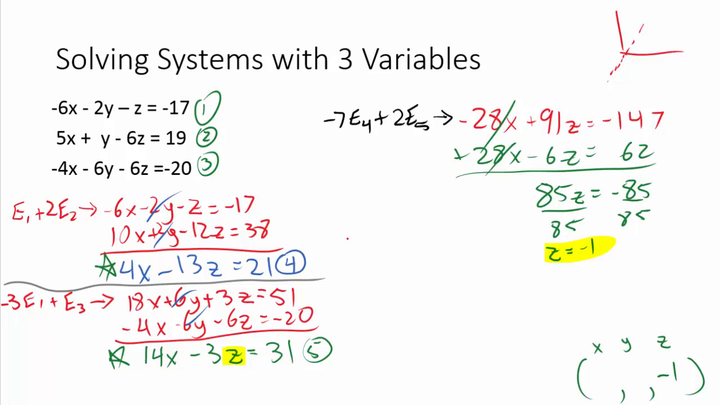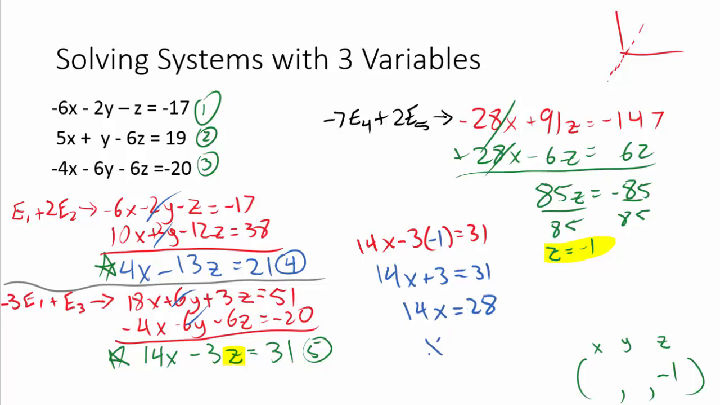I'm going to take equation 5 here, and I'm going to say, okay, so this should be 14x minus 3 times, I'm plugging in the z now, negative 1. There we are. And we would have 14x plus 3 now equals 31. And if I subtract that 3 over to the other side, I should get 14x equals 28. So if I divide by 14 on both sides, that should give me that x is now 2. So now I found another coordinate, with x equals 2.